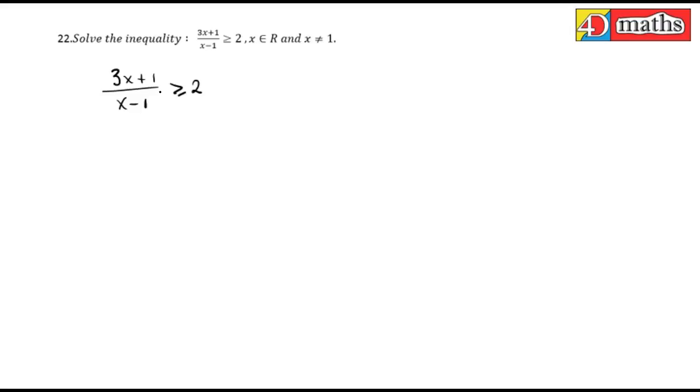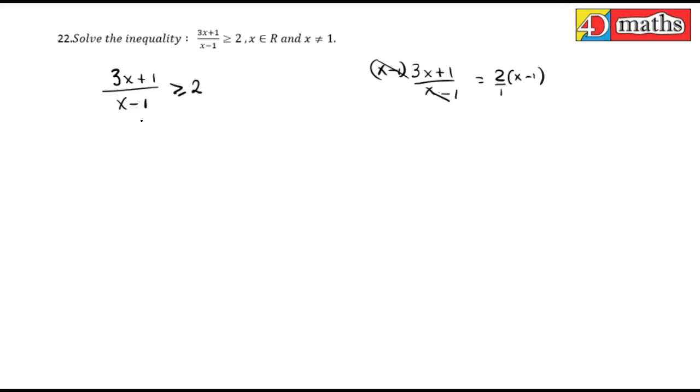Right, there's a problem with inequalities. Okay, let's say we had this problem, (3x + 1)/(x - 1) equals 2. How would we solve this problem? We could get a common denominator, or we could multiply both sides by x minus 1, and then we could solve it.